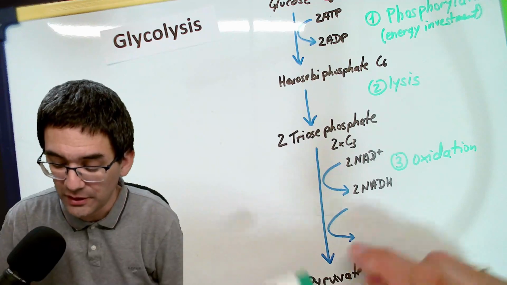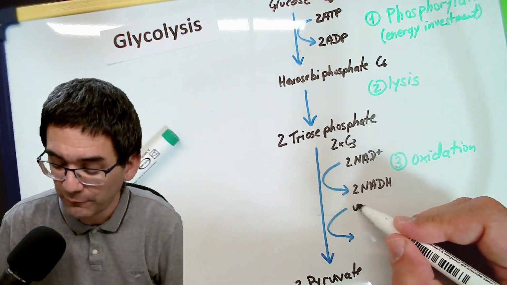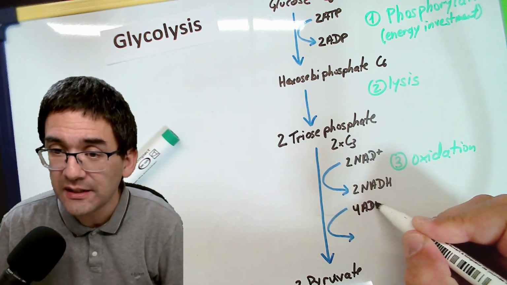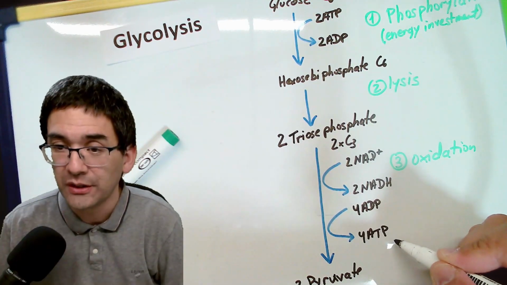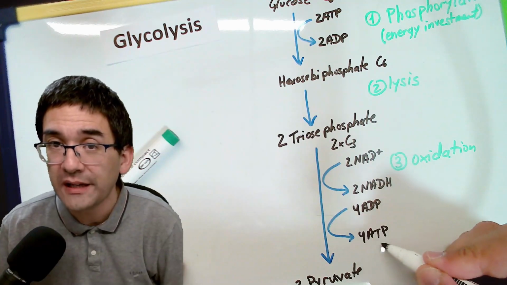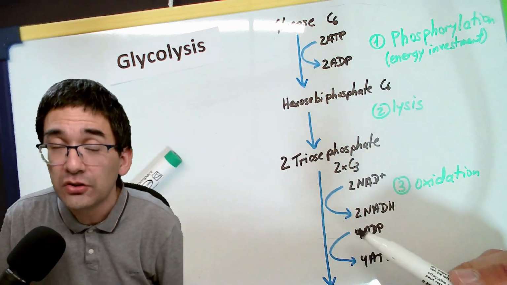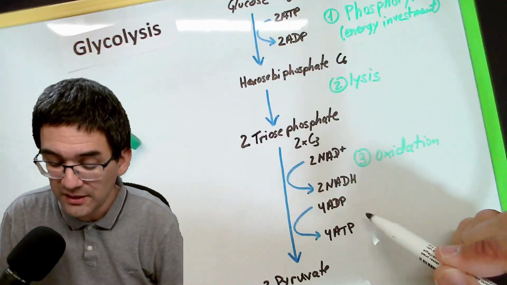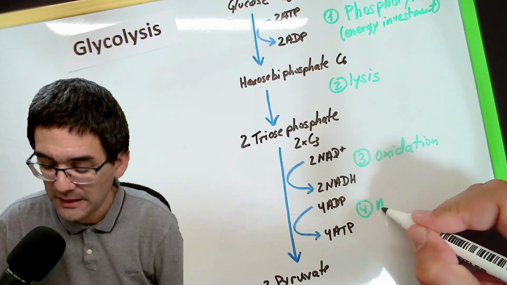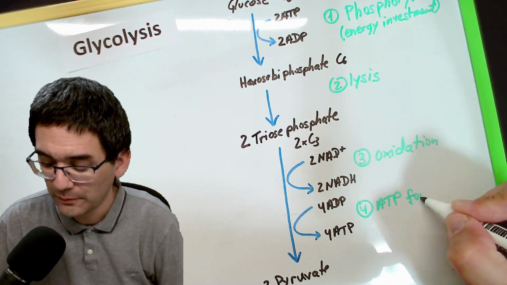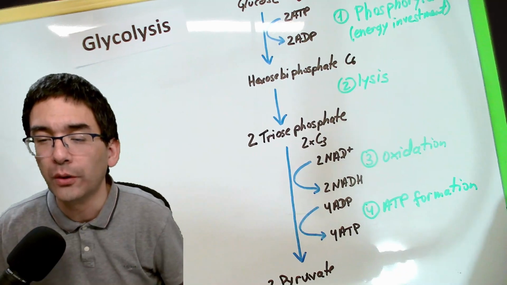And the second one over here, what happens now is we're getting ATP out. We're putting 4 ADPs, adenosine diphosphates, in, and we're getting 4 ATPs out. And that's a lot of energy. So notice we're getting out 4 ATPs, but we invested 2 at the top here. So we are gaining 2 ATPs. So this stage number 4 is known as ATP formation. ATP formation is stage number 4 over here.